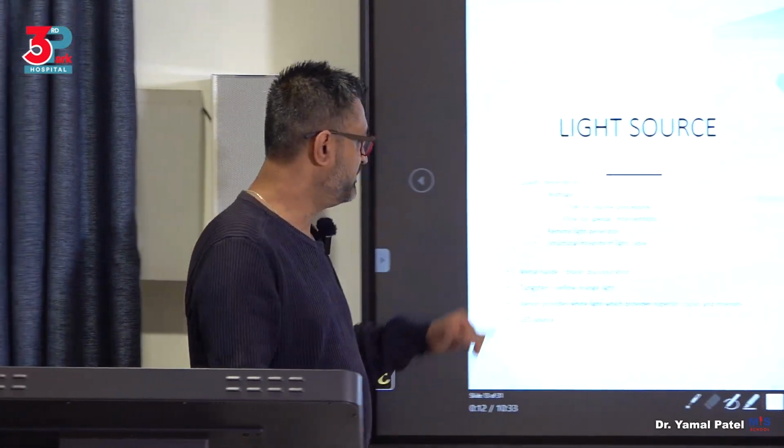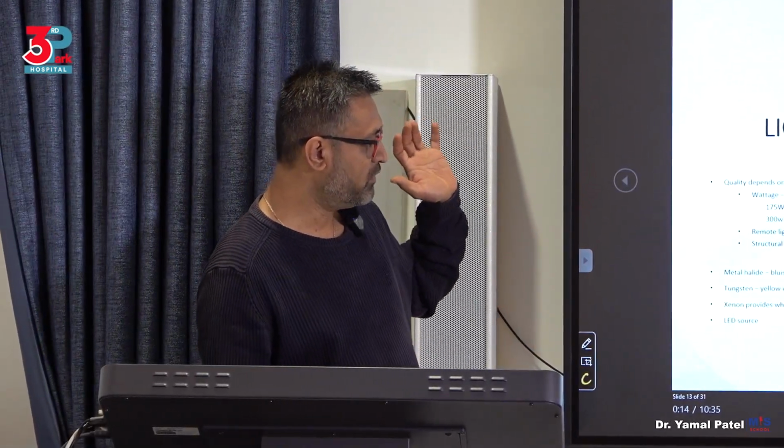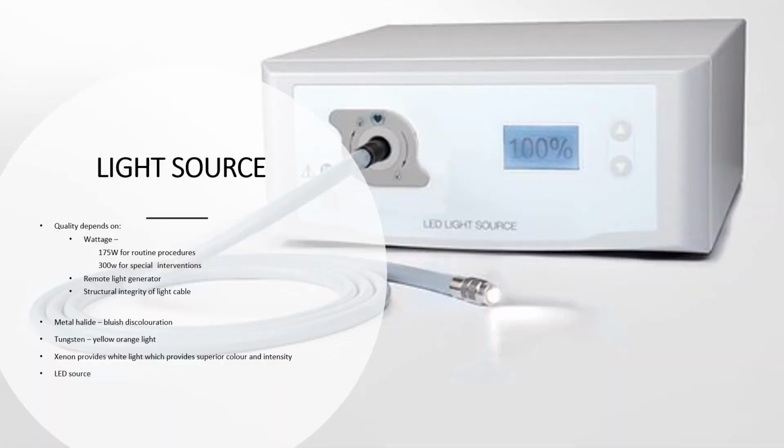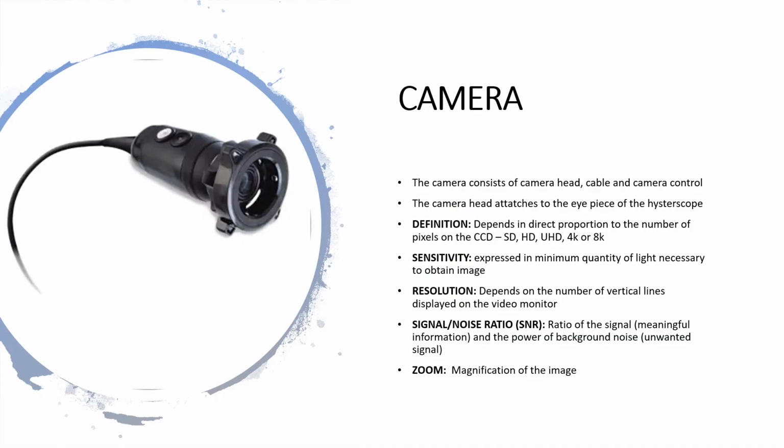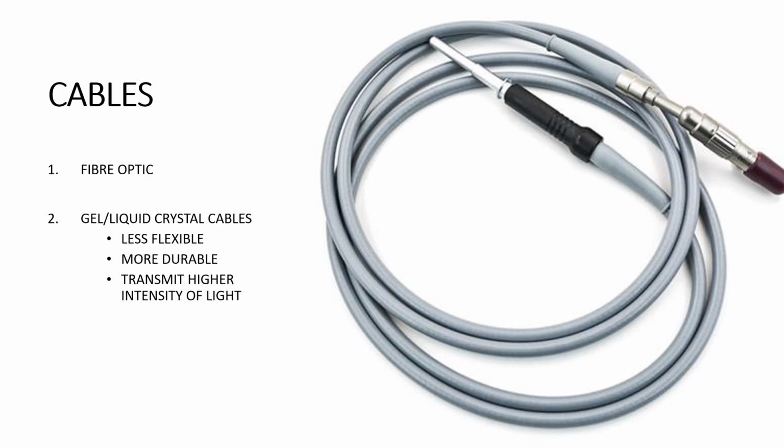Now we go into the light source. We've discussed this, but just a quick overview. I told you we started with the original, which was the tungsten lights and the filaments. Then it moved on to halogen, then xenon, then LED, which is the latest one that we nowadays use. The camera, we've discussed this. The cables, we've talked about it. I've shown you these cables, the fiber optic cables and the gel cables. The ones we use are the fiber optic cables.